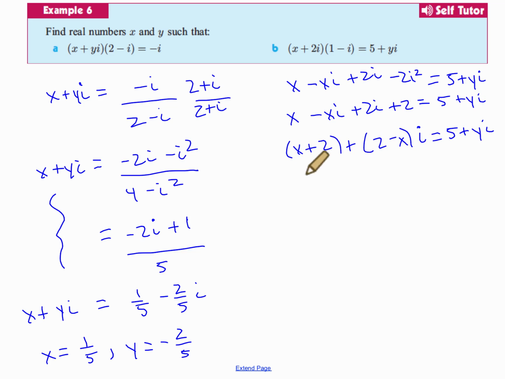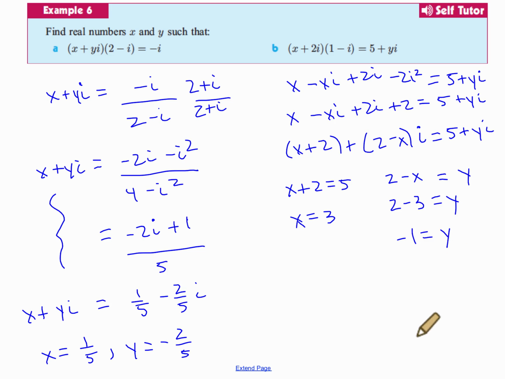So I can set them equal to one another and get x plus 2 equals 5. And of course, x equals 3. And then I can equate the imaginary parts. 2 minus x would have to be equal to y. I've already solved for x. It's 3. So 2 minus 3 equals y, which means that y is equal to negative 1. Equating coefficients is a very nice method of solving equations at times.